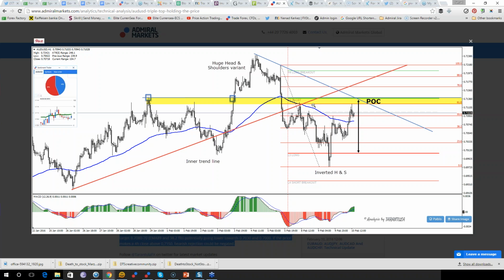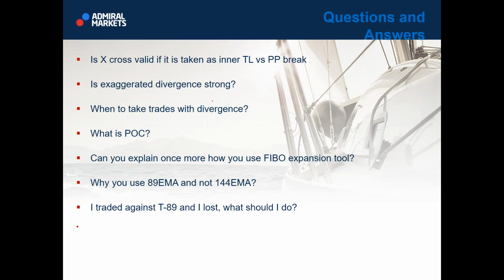So this is XCross here. Here we also see XCross, and here. So it's an important part of the confluence, like it's shown here. So yes, the answer to your question is indeed, it's very valid. Okay.